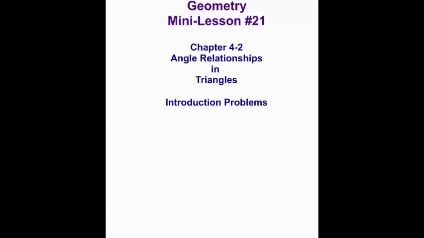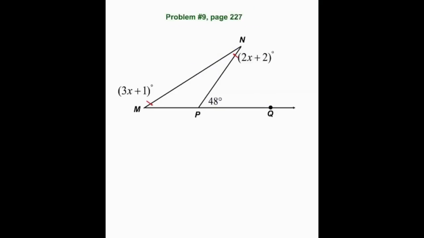All right, we're going to take a look at a couple examples from Chapter 4-2, Angle Relationships and Triangles. And these may look a tad different than what you're used to. But even still, we can use previous definitions. We're going to learn some new ones, but we can use previous definitions to figure everything out that's going on in this problem. This is from problem number 9, page 227.